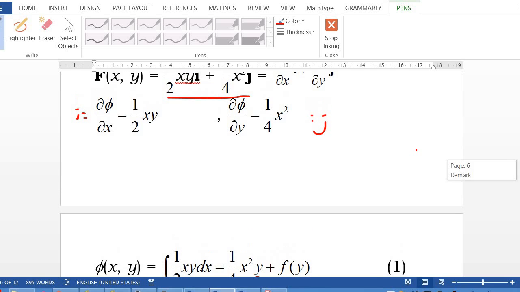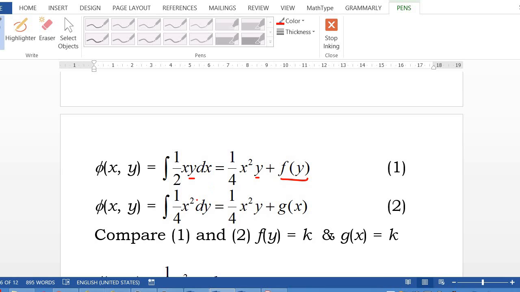And then from ∂φ/∂y, you can also integrate 1/4 x squared dy, where x is a constant. So integrating 1/4 x squared with respect to y, you get 1/4 x squared y. Integrating with respect to y, x is constant. So you have two equations. And to get phi, you can combine them, meaning you combine equation 1 and 2, but don't add up.